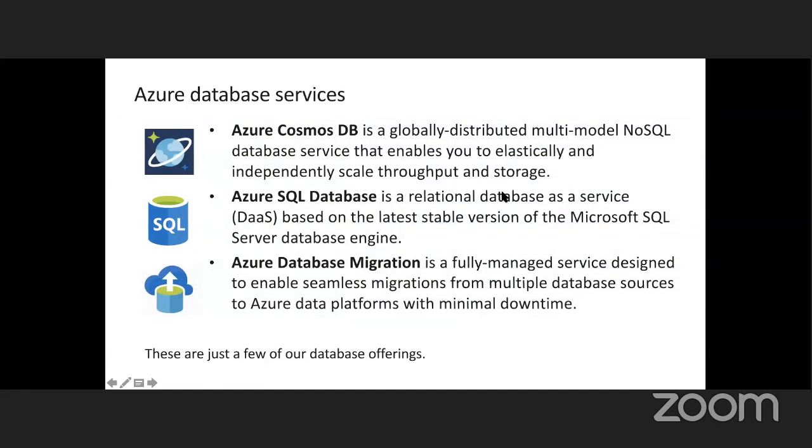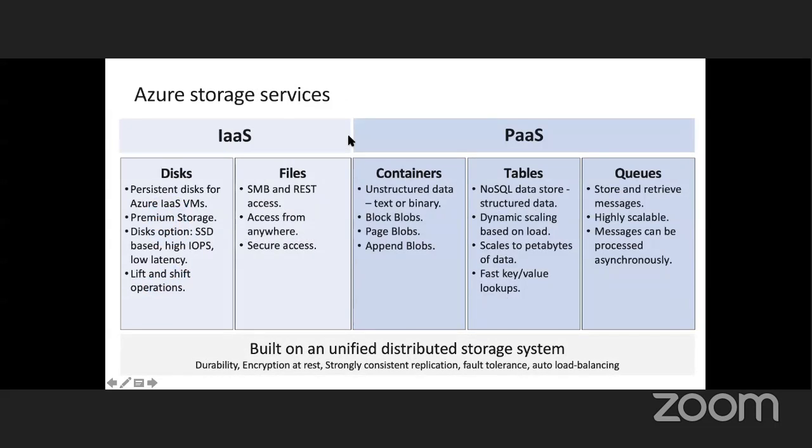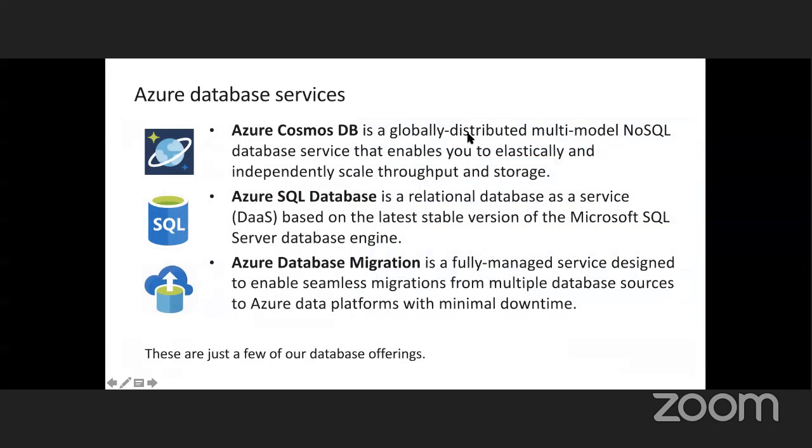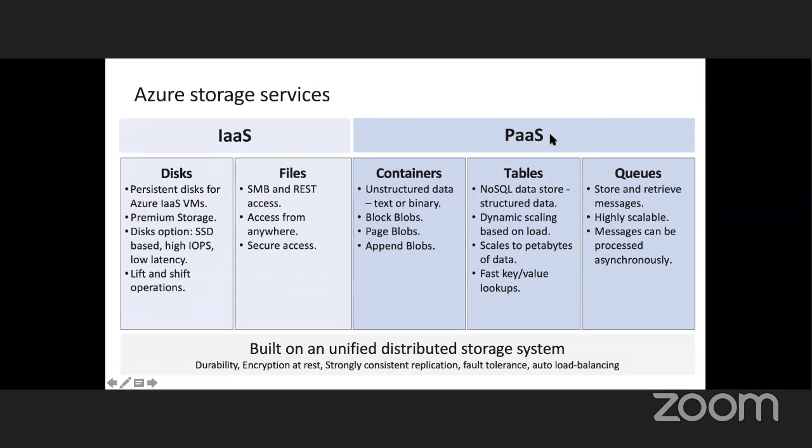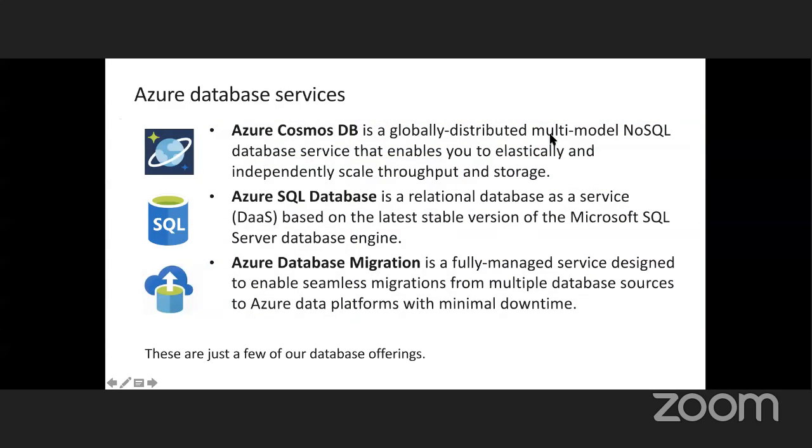Okay, good. So in the Azure database services, we have Cosmos DB. Don't forget, it's similar to DynamoDB. It's a globally distributed multimodal NoSQL database service that enables you to elastically and independently scale throughput and storage.